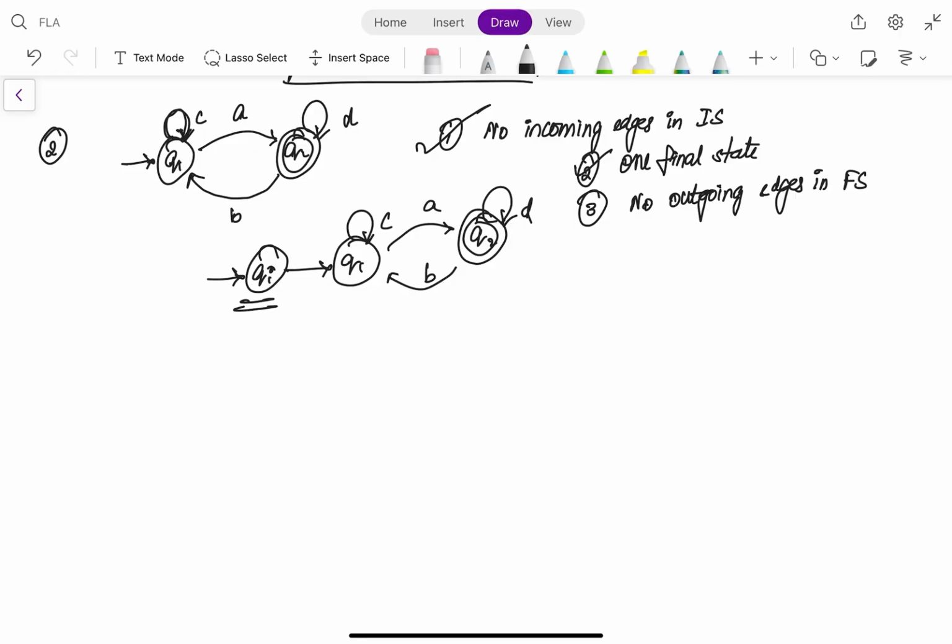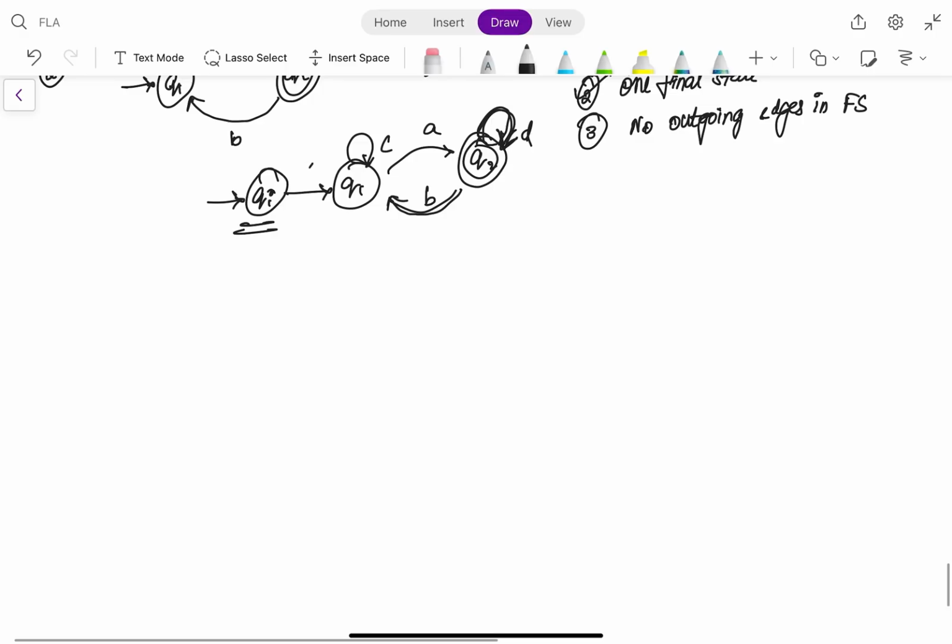You have an outgoing edge in the final state, right? So you have two outgoing edges, one here and one here. So you have to create a new state and make that the final state. So here it is an epsilon transition, with that as the final state.